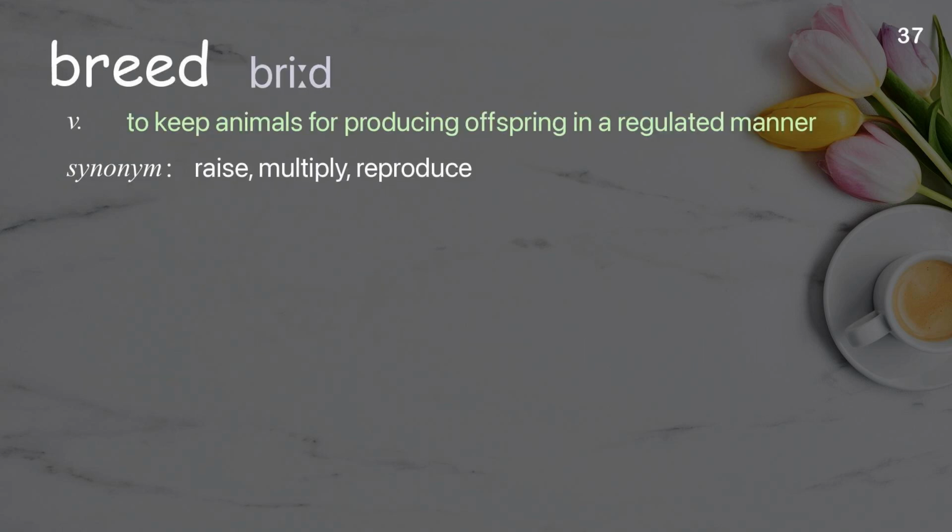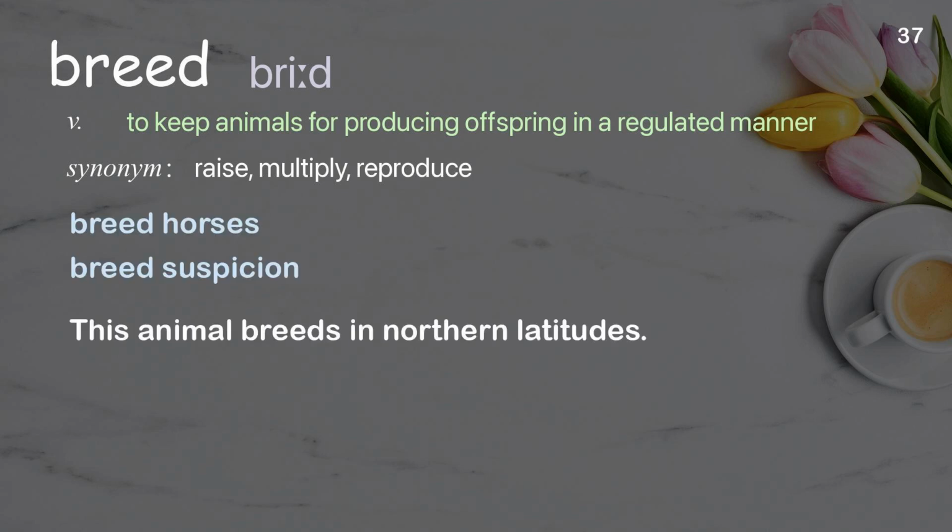Breed. To keep animals for producing offspring in a regulated manner. Examples: Breed horses. Breed suspicion. This animal breeds in northern latitudes.